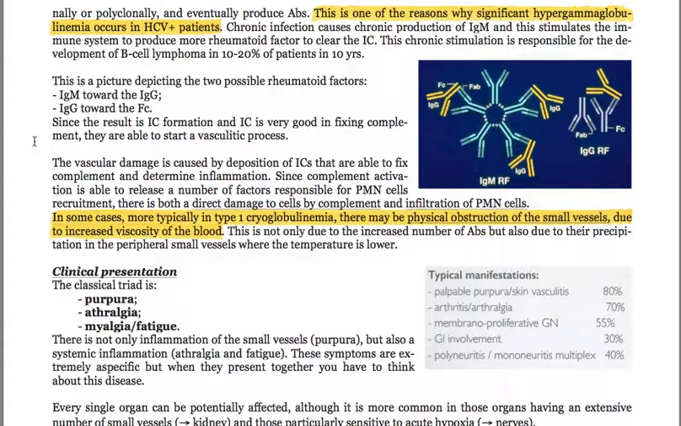Vascular change is caused by the deposition of immunocomplexes that are able to fix complement and determine inflammation. Since complement activation is able to release a number of factors responsible for polymorphonuclear cell recruitment, there is both a direct damage to cells by complement and infiltration of polymorphonuclear cells. In some cases, more typically in type 1 cryoglobulinemia, there may be physical obstruction of the small vessels due to increased viscosity of the blood.